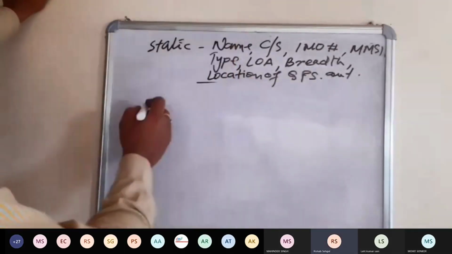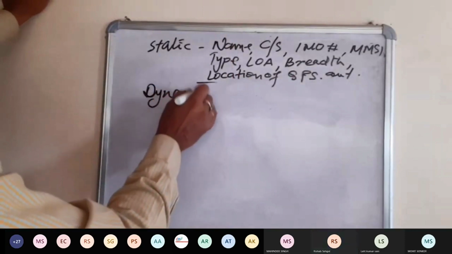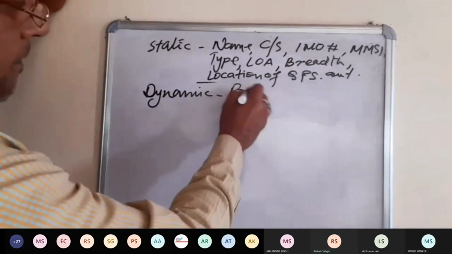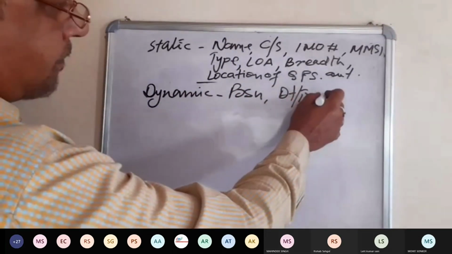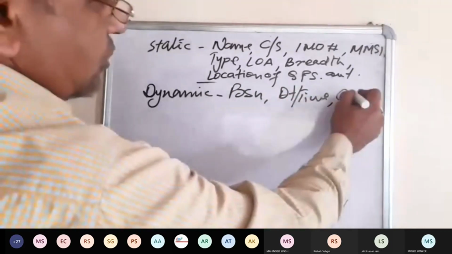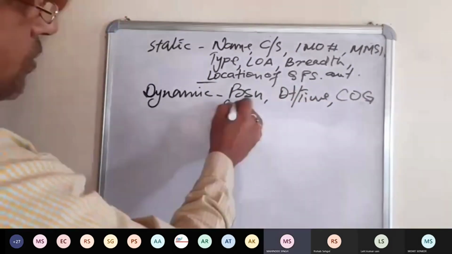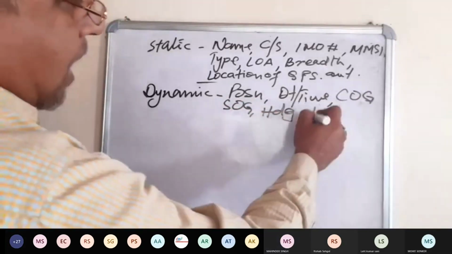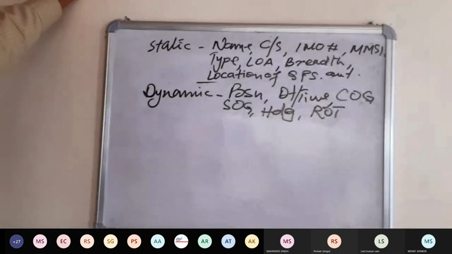All right. Static data, then dynamic data, which is changing constantly. That is position, date, time, COG (course over ground), speed over ground, heading, and ROT, where applicable. ROT is required only for larger vessels of 50,000 GRT and above.